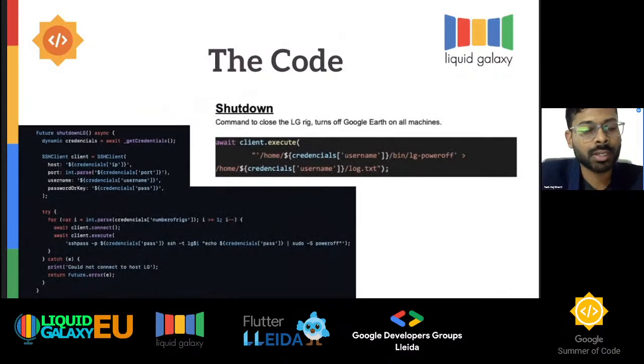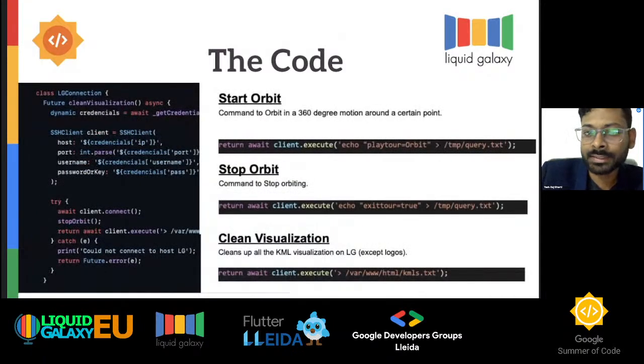The next command is for shutdown. It is very similar to the one that we saw before. It is just going to that LG power off. And these are some commands for starting the orbit, stopping the orbit, and cleaning the visualization.